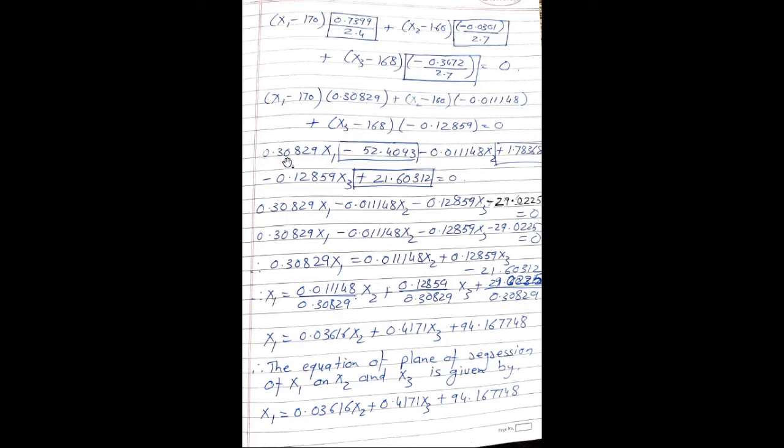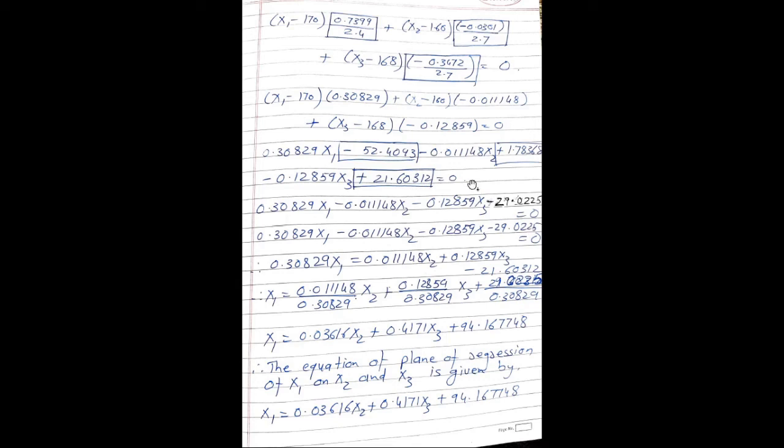So 0.30829 x1 minus, if you multiply 170 with 0.30829, the value is minus 52.4093, minus 0.01148x2, and minus into minus becomes plus 160 into this value will be plus 1.78368, minus 0.12859x3 plus 21.60312 is equal to 0. Still, the equation is not in terms of x1. We want the equation in terms of x1.